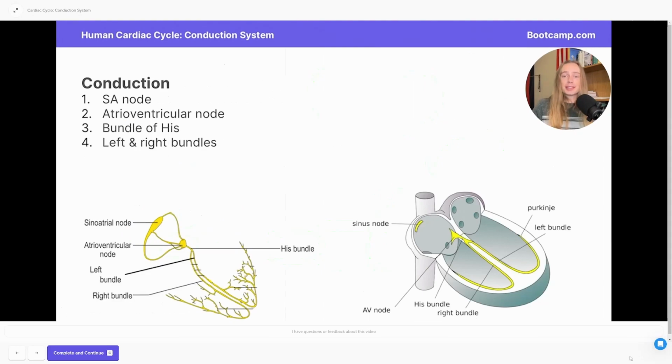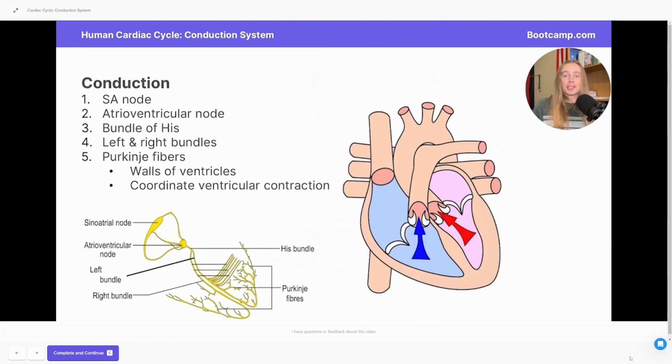The bundle of His then sends an electrical signal to the left and right bundle branches. These bundle branches then pass the signal on to Purkinje fibers. These Purkinje fibers are located within the walls of the ventricles and have the job of making sure the ventricles both contract at the same time.